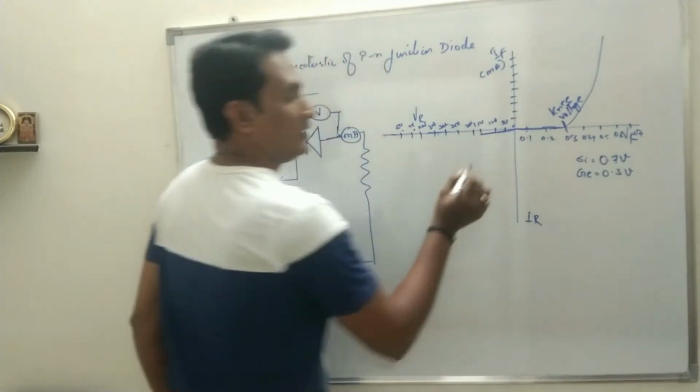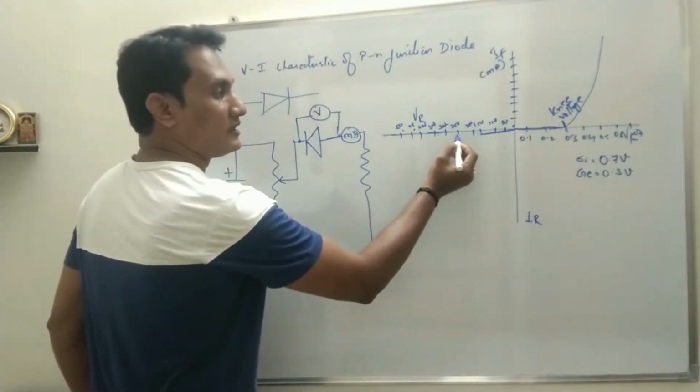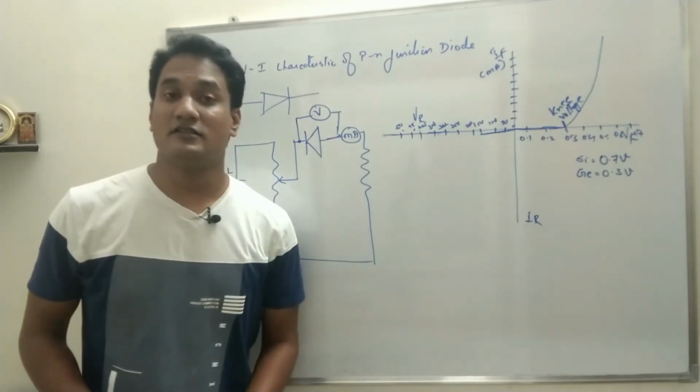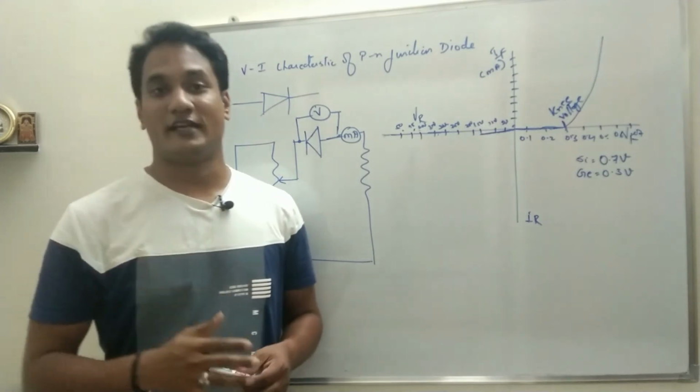But when you keep on increasing the reverse bias voltage, say 15 volt, 20, 25, 30, the kinetic energy of these electrons will increase. I gave you an example.